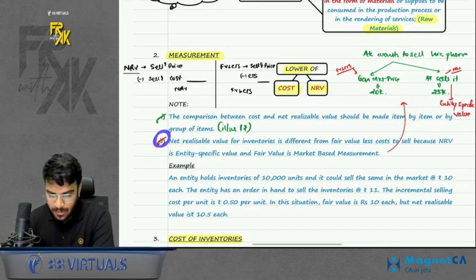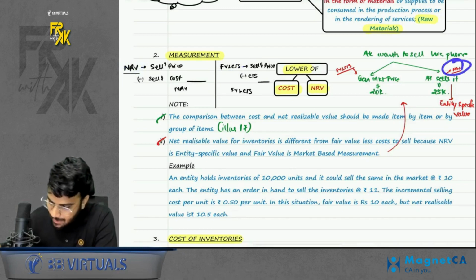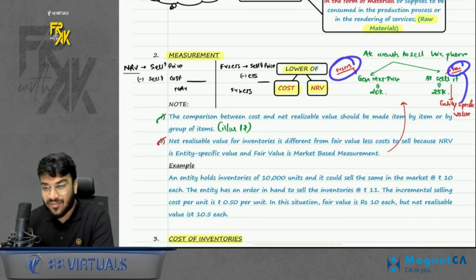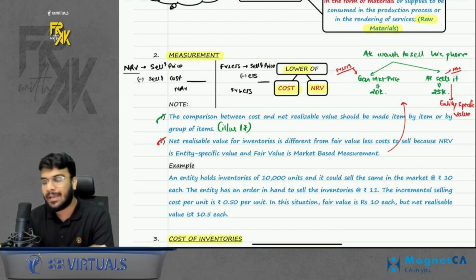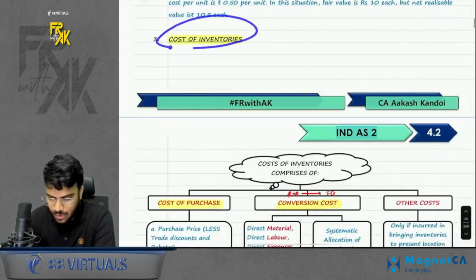Also, the second point: what is the difference between NRV and FVLCTS? Do remember, NRV is an entity specific value. For example, if I sell it, how much will I get? It is an entity specific value. And FVLCTS is the general market selling price: if anyone normal sells it in the market, how much will they receive. Okay. Next point, cost of inventories.